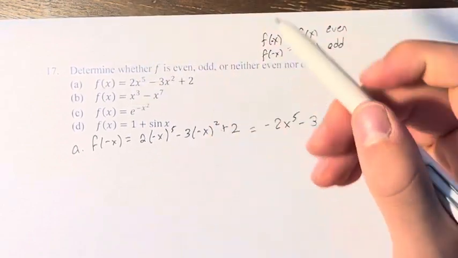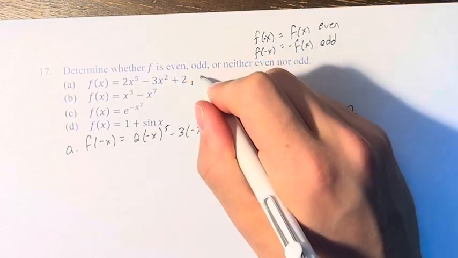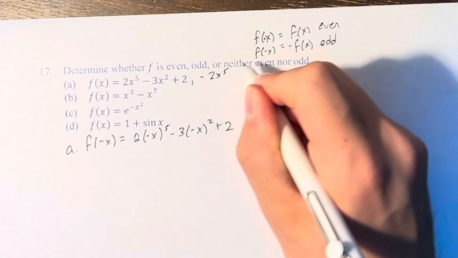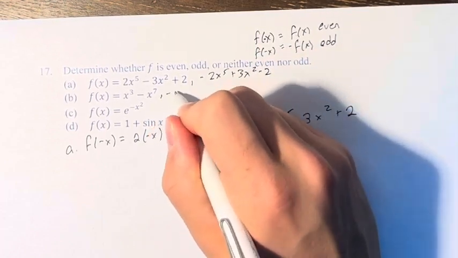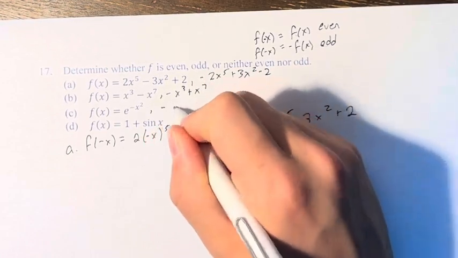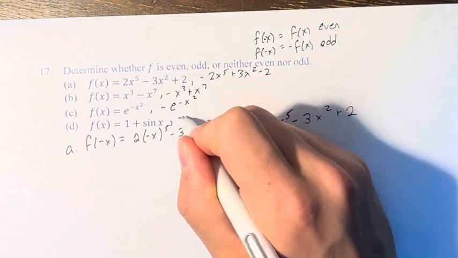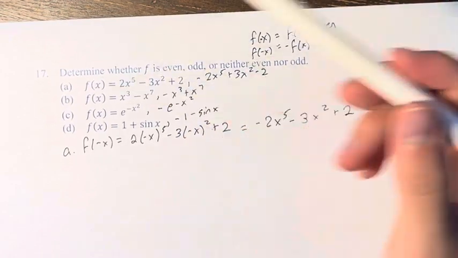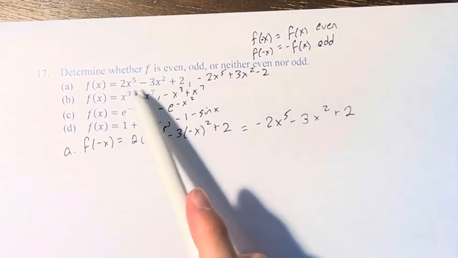Just for reference, I think I'll put negative f of x next to all of these. So this becomes, just flipping all of the signs, negative 2x to the fifth plus 3x squared minus 2, negative x cubed plus x to the seventh, negative e to the negative x squared, and negative 1 minus sine of x. So, to test whether it's even or odd, we have to check both of these options. And this is neither of these.